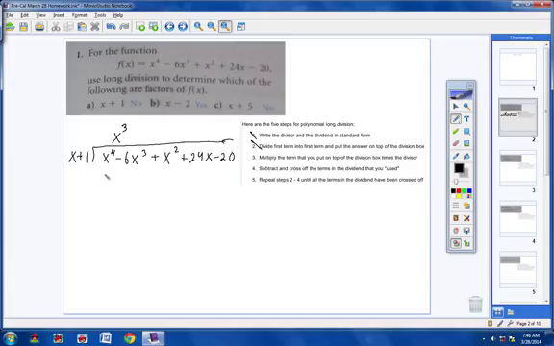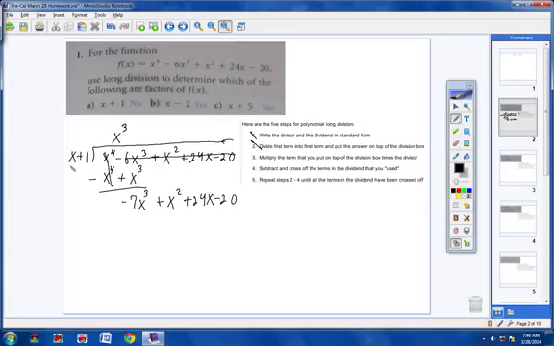So x cubed times x is x to the fourth, and x cubed times 1 is x cubed. Now we're going to subtract. X to the fourth minus x to the fourth, they cancel. Now be careful here. Negative 6 minus 1, negative 6 minus 1 is negative 7x cubed. And then what I recommend is bringing down all the rest of your terms. That's how I do it. I just bring everything down. And then we'll just continue on, okay?